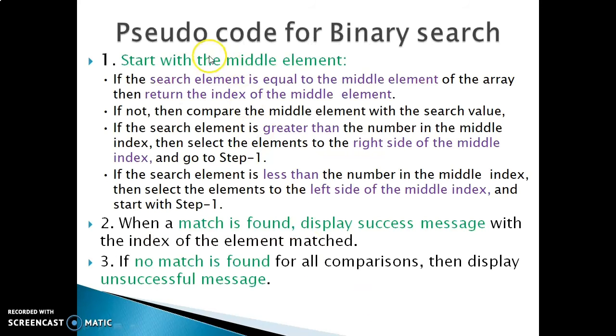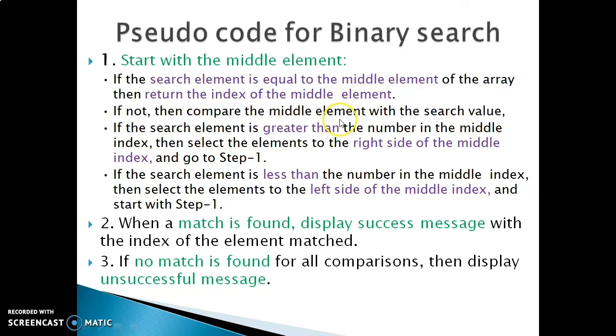Now you can see the pseudo code for the binary search algorithm. Start with the middle element. This is where we start the search process. How can we find the middle element? Middle element is equal to the total number of elements present in the array divided by 2. Then we can find the middle element. If the search element is equal to the middle element, then the algorithm returns the index of the middle element.